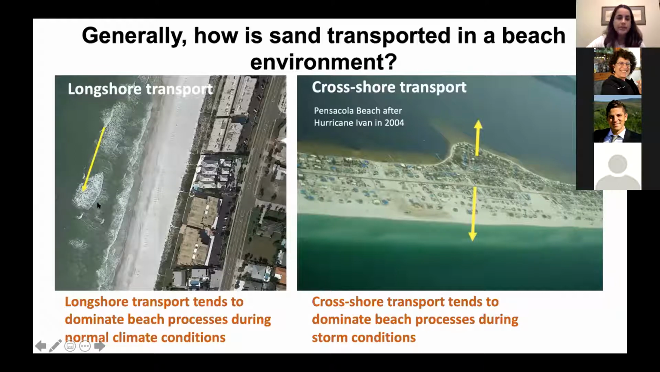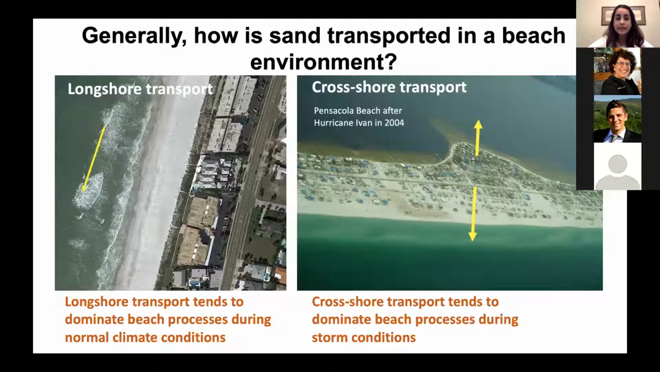So, sediment. Sand, or as we also call it, sediment, is constantly moving onto and off from the beach. There are two main types of sediment transport. There's longshore transport, which occurs during regular climate conditions, and there's also cross-shore transport, which occurs during storm conditions. But what I want you guys to take from this is that sand is constantly moving in the beach. The beach is constantly changing shape, and it's normal for beaches to grow or become smaller.